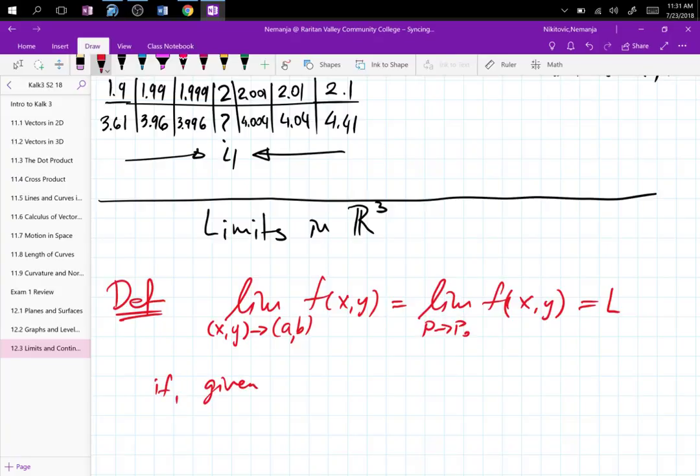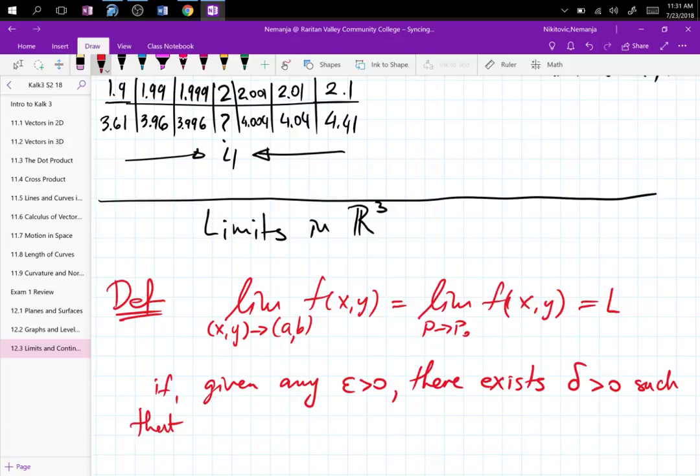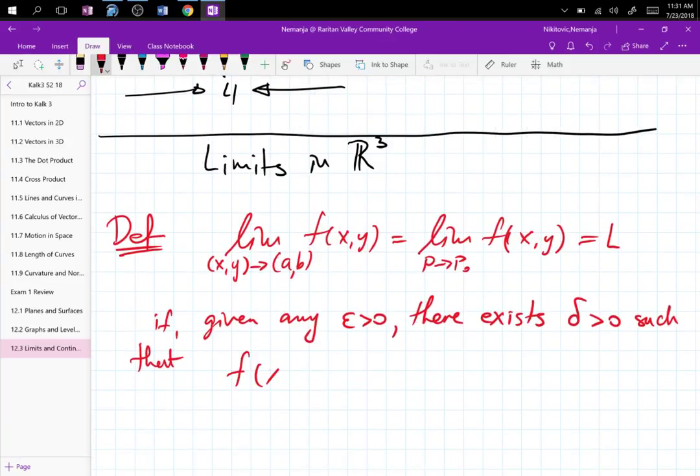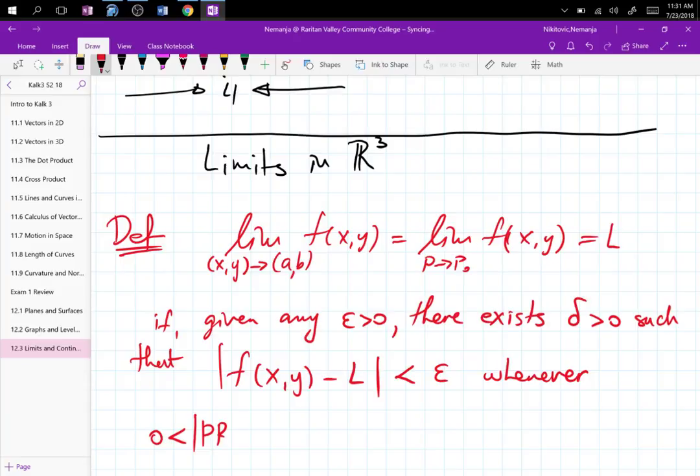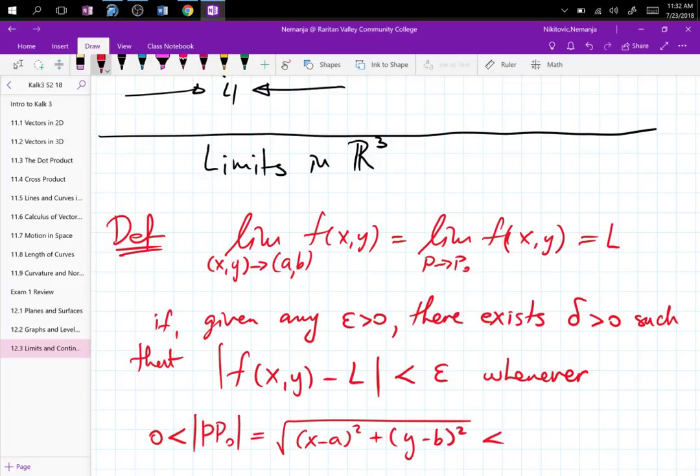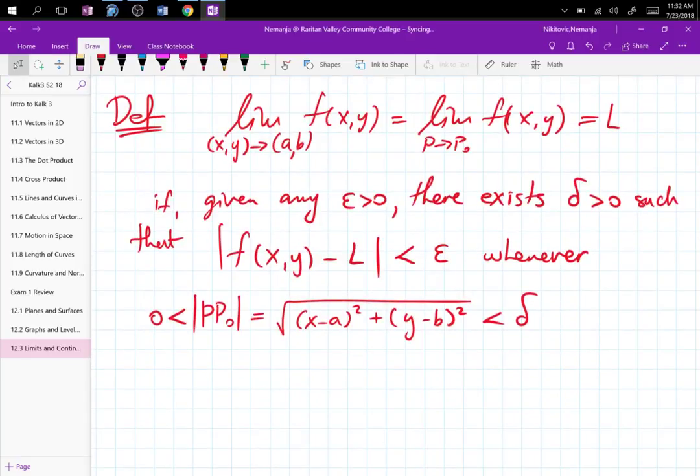given any epsilon larger than 0, there exists delta larger than 0, such that, and now we have our standard, f of x, y minus L in absolute value is less than epsilon whenever 0 is less than the magnitude of PP0, which is the square root of x minus a squared plus y minus b squared, which is less than delta. This is the standard definition, right?